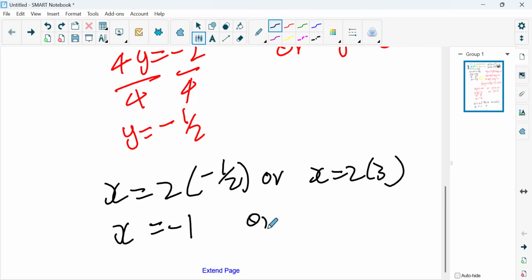Okay, let's check the other one. It says when x is equal to 6, our y is going to be equal to what? 3. To 3. Okay.